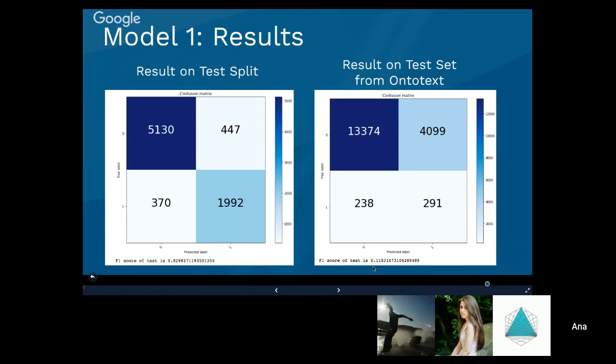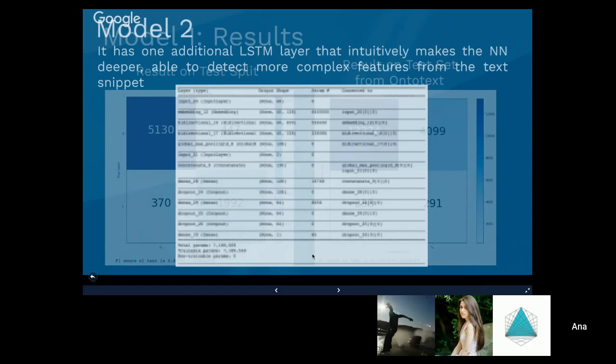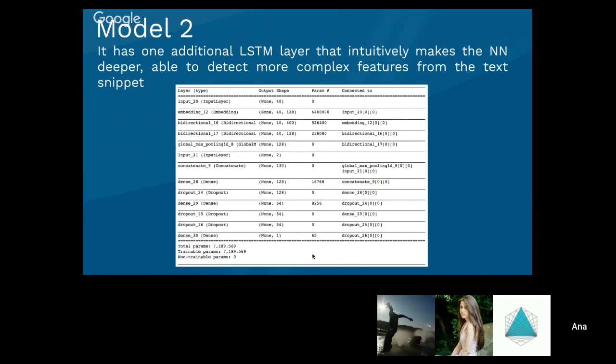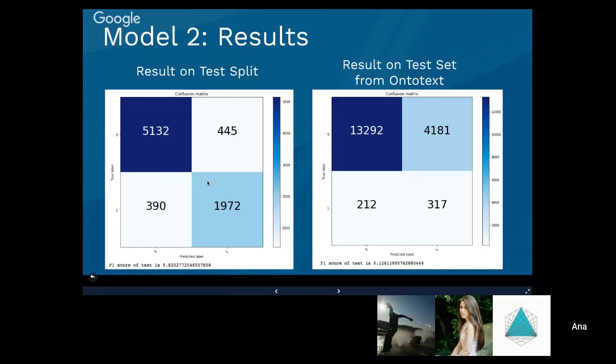Here we have a result of 0.118. The second model has one additional layer, which allows it to capture more complex features. And in terms of results, when we look at the results on our test split, so this is a test split that we got from our original data that you saw the previous graphs for, we have a score of 0.825. This is slightly lower than the one from the previous model.